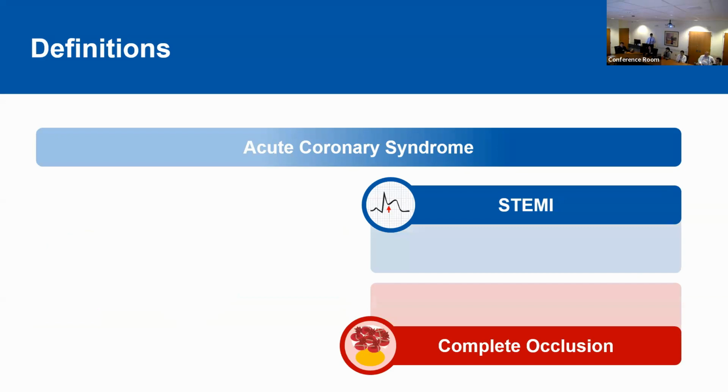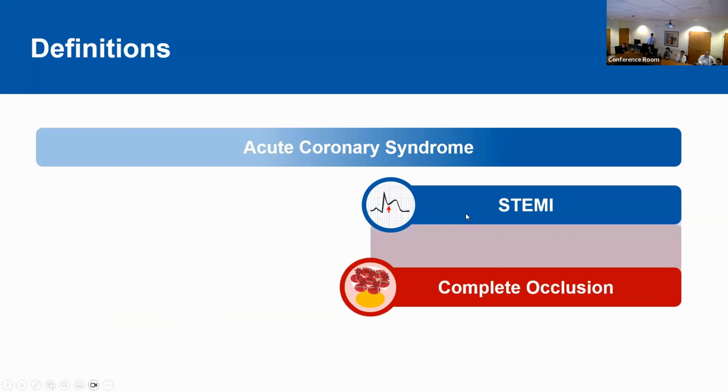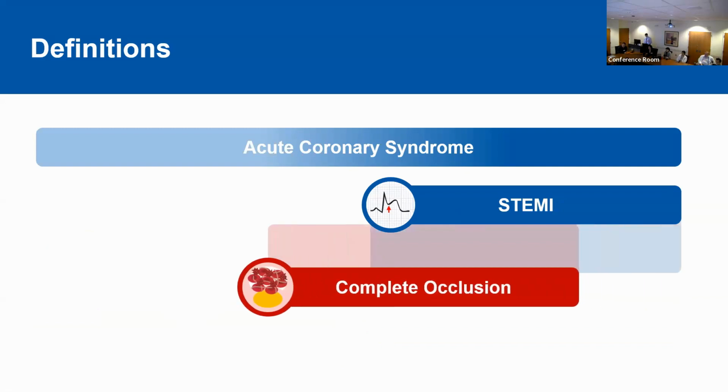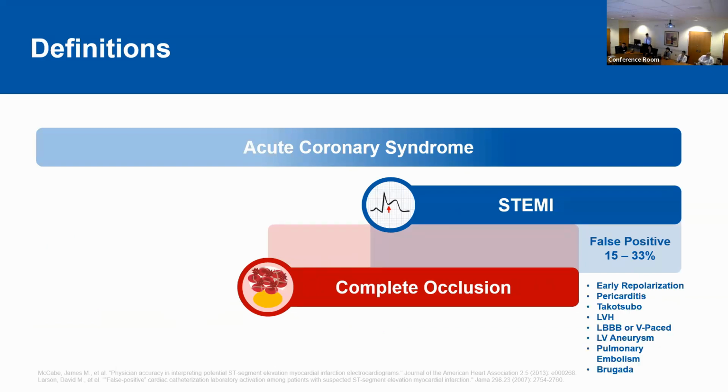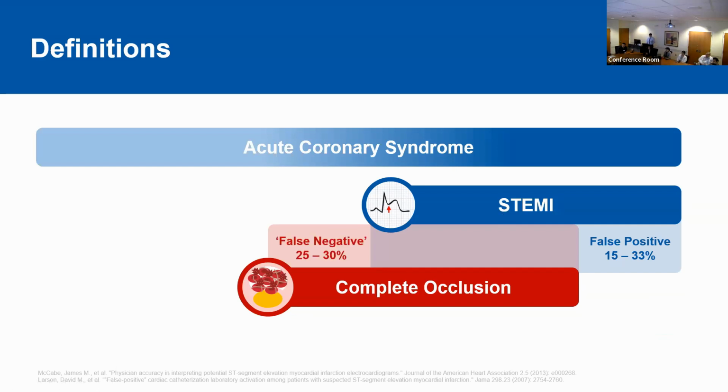Now, if this were a perfect paradigm, we would expect perfect overlap between those who have total thrombotic occlusion and those who are presenting with ST segment elevation. But in reality, we know that that's not the case, and that about 30% of these turn out to be false positives. And that's for a variety of reasons, including early repolarization, pericarditis, Takotsubo, left ventricular hypertrophy, bundle branch blocks, aneurysms, embolisms, and Brugada. And about 30% of the time, these turn out to be false negatives.